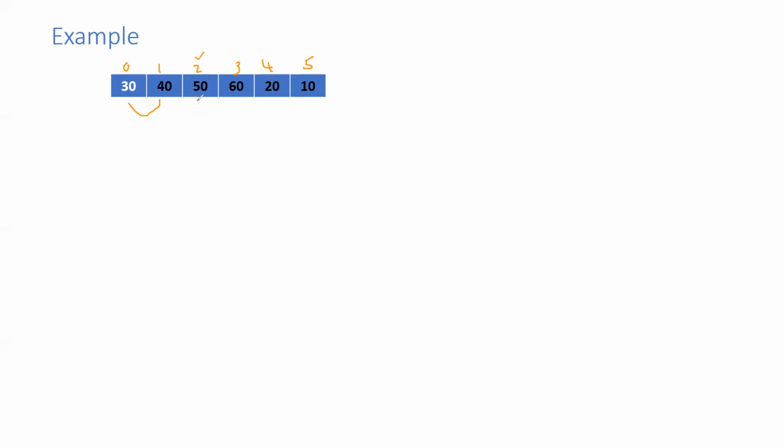Next index is 2, and we'll read the value from this index, that is 50 here. So for 50, we compare it with the next index in the array. Is 50 greater than 60? No. So we'll do nothing. Then we'll pick up the next element in the array, that is 60. Then we'll compare again with the next element in the array.